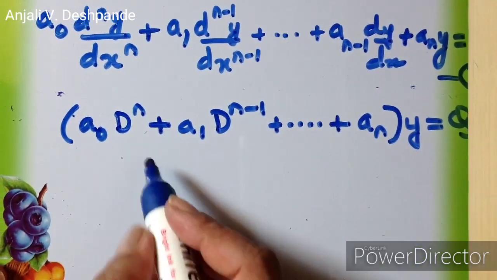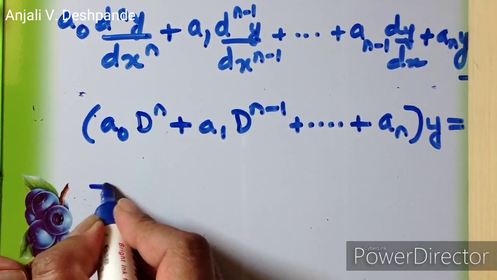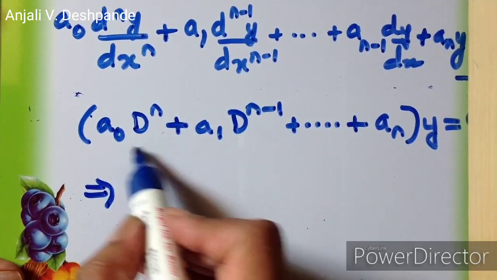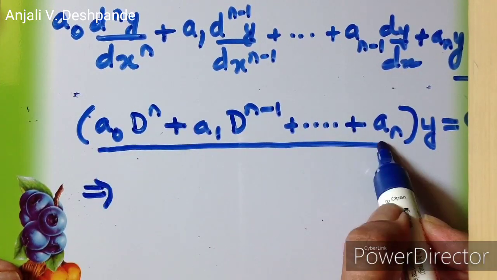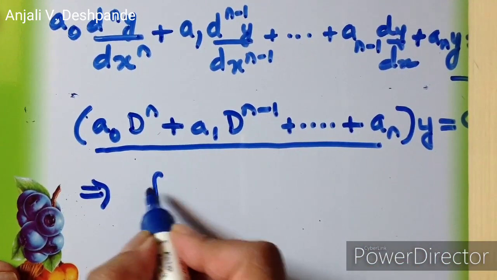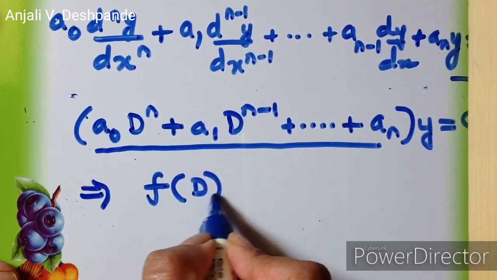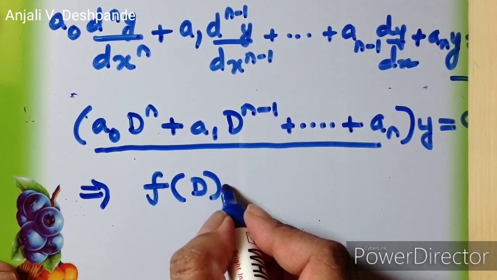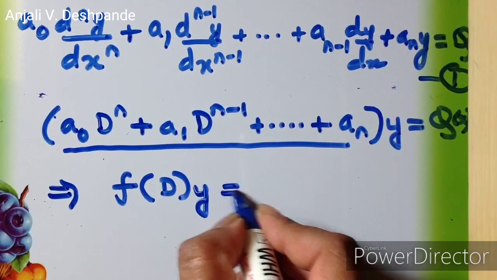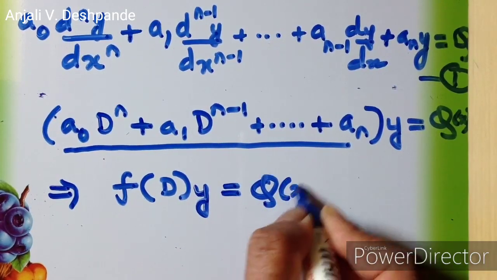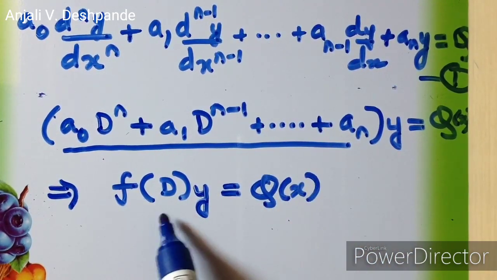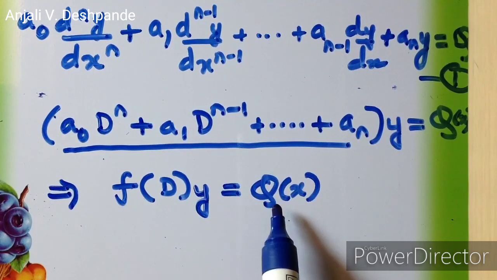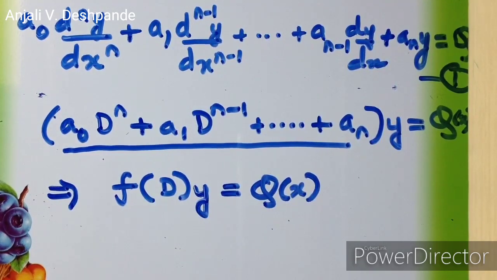Okay, so I will further simplify this and I will just call this entire expression f of capital D, operated on y, is equal to Q of x. So this becomes our simplified form of the nth order linear differential equation.